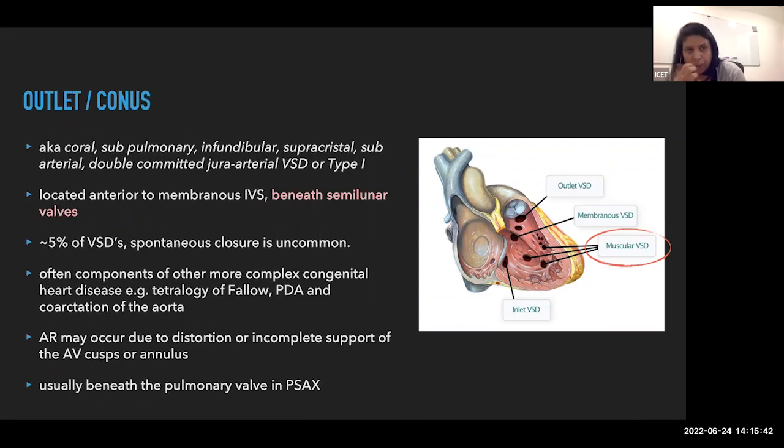And then finally is your outlet or conus defects. These have many names, like I said before, and some of them are anatomically derived: subpulmonary, so just below the pulmonary valve; infundibular, which is another name for the outflow tract; conal, and subcrystal or supracrystal. I think those are more embryological origins. Also doubly committed juxta-arterial VSD.